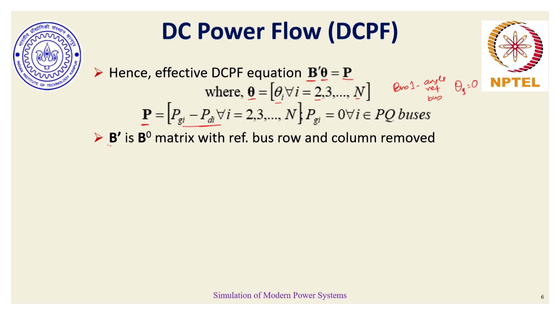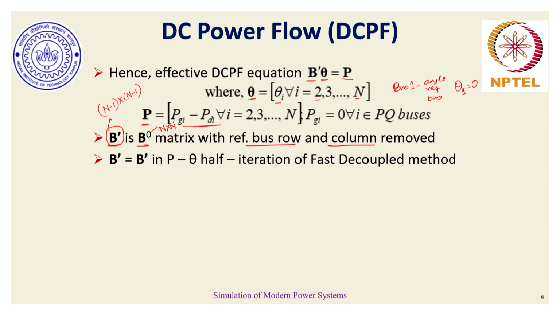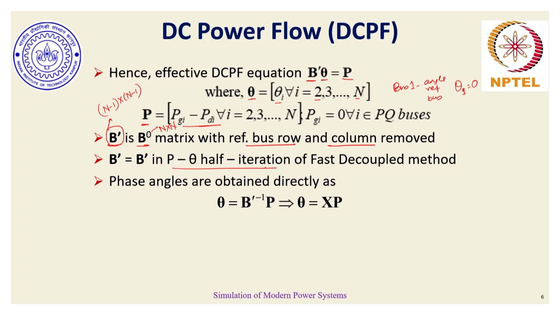So, B dash matrix is essentially B0 matrix, but with one row and column removed, specifically the reference bus row and column removed. So, B dash here is an n minus 1 cross n minus 1 matrix, whereas B0 is an n cross n matrix. There is a reason why I have mentioned B dash here. If we evaluate B dash the way it has been explained, it is precisely the same B dash matrix that we see in the P theta half iteration of the fast decoupled method.